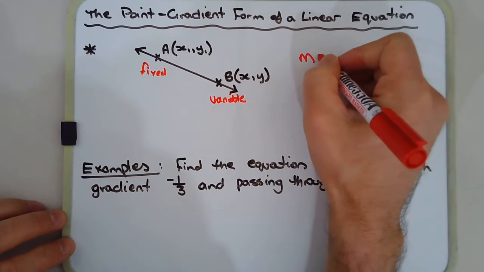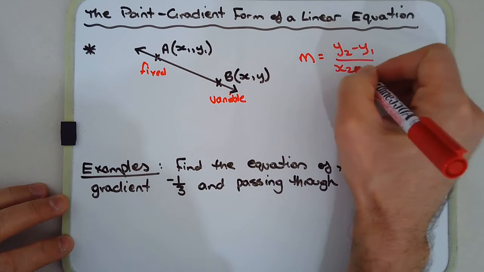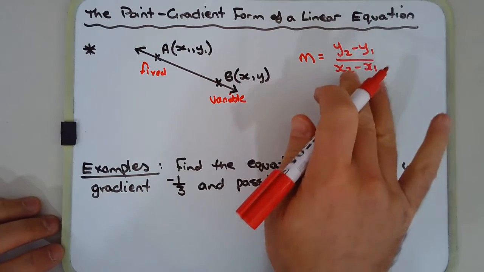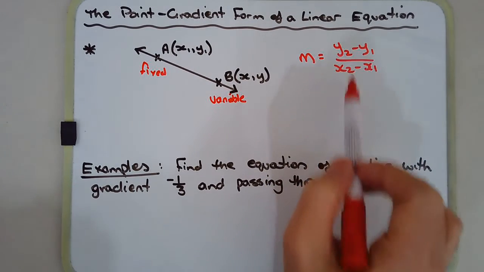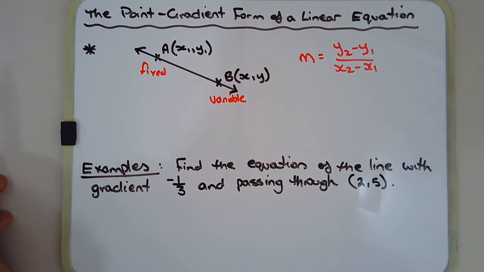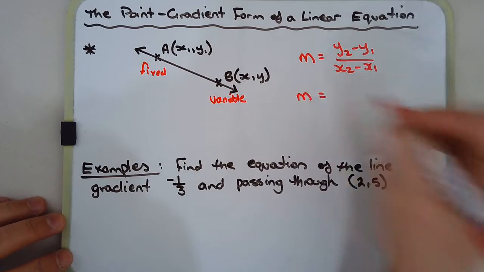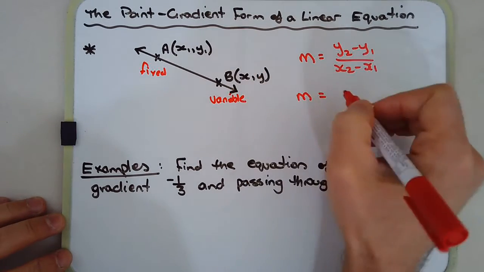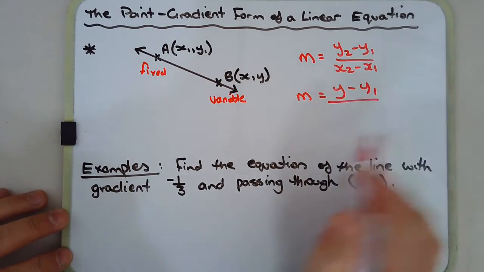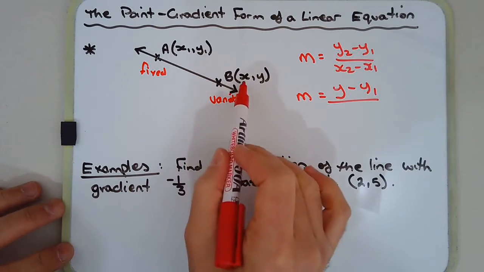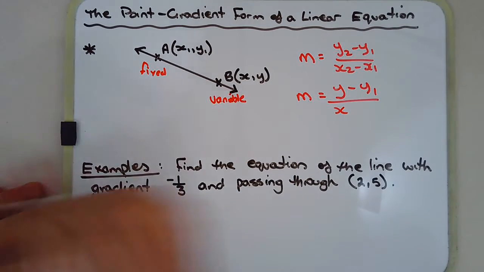We know that m is equal to y2 minus y1 over x2 minus x1. We've seen that form as a 2-point formula for gradient. But our x2, y2 belongs to point B, and it's just x comma y. So m is equal to, now our y2 is just y, our y1 is just y1, over x2 minus x1, so that's our run. Our x2 is just x, minus this fixed point x1.